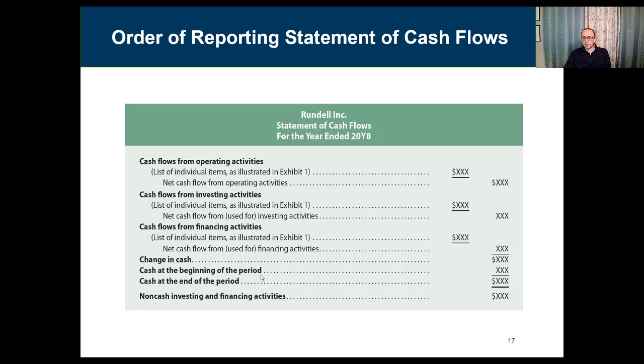So as you can see here, an example, we have the statement of cash flows where it has its three sections: operating, investing, and financing activities. And we get the change in cash, and we add it to the cash at the beginning of the period to get the cash at the end of the period. And then at the very bottom, very similar to a footnote, we just say non-cash investing and financing activities are equal to this value.